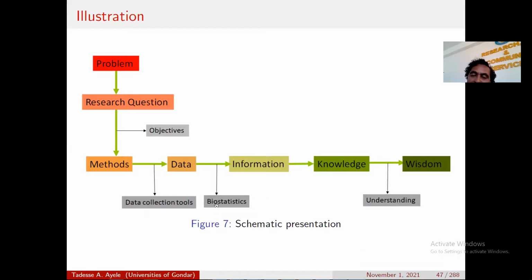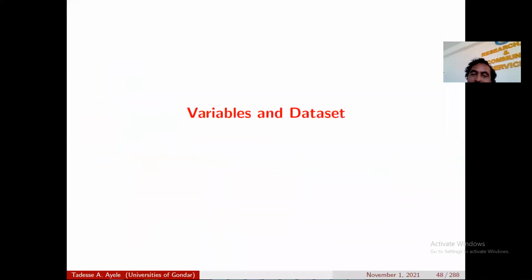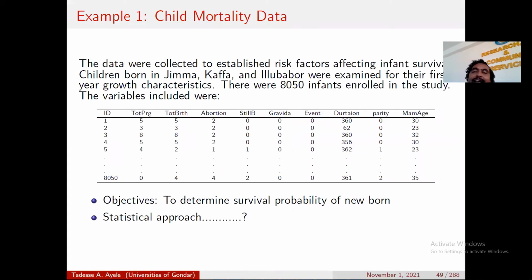So the reason I placed biostatistics here is to say we use biostatistics to convert data into information. I think having said that, what do variables and data sets look like? Quickly, variables and data sets. Here, this is an example.